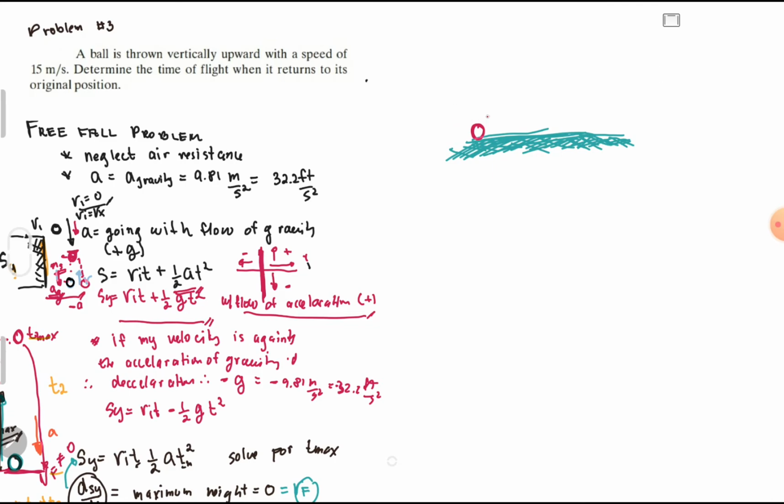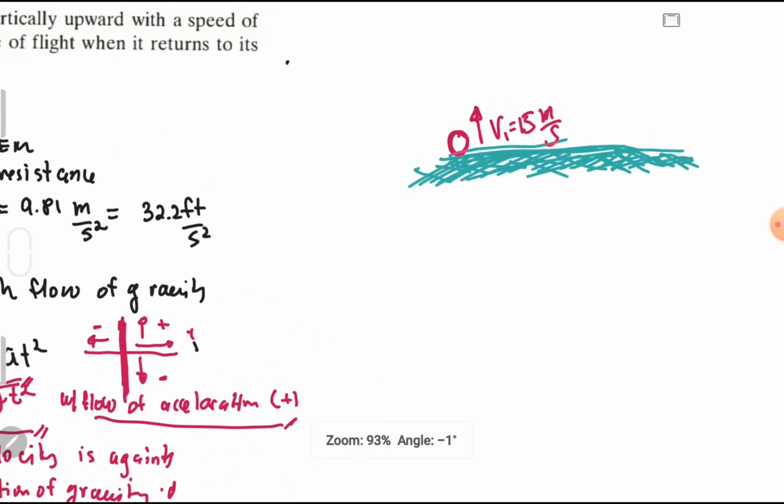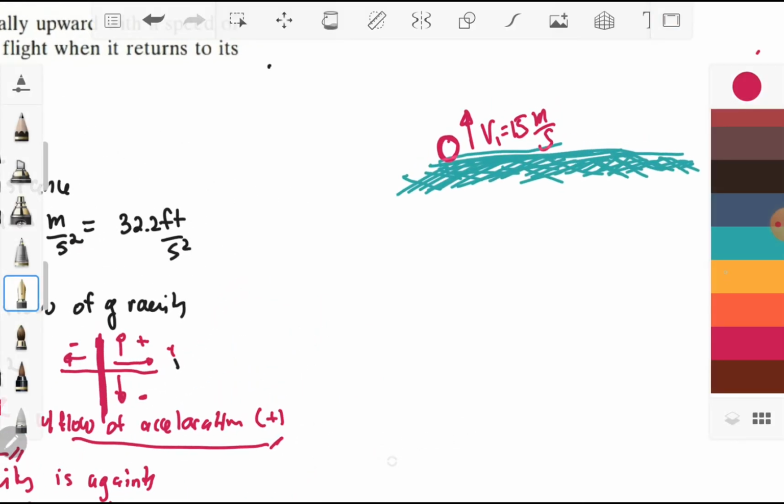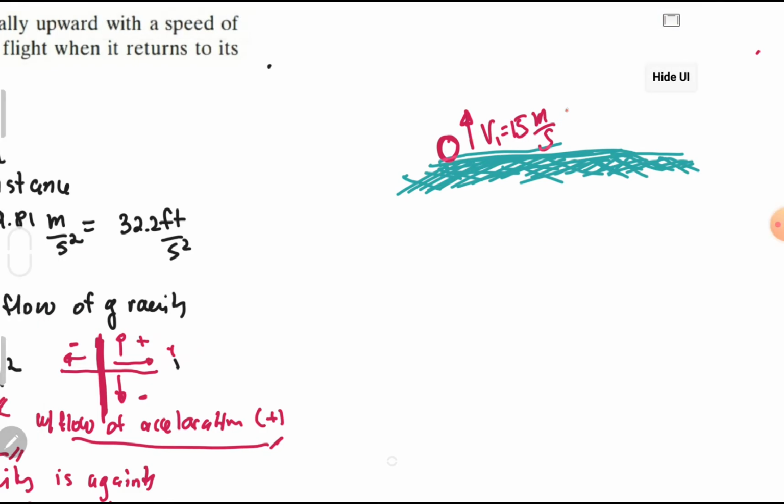So let's say this is my particle. The particle is going with the velocity of V_i, which is equal to 15 meters per second. And take note, it is against the gravity. Therefore, our gravity becomes a deceleration, wherein our a is equal to negative 9.81 meters per second squared, because it is against the velocity of the motion. But if it is with the flow or with the gravity of the motion, it is always positive.